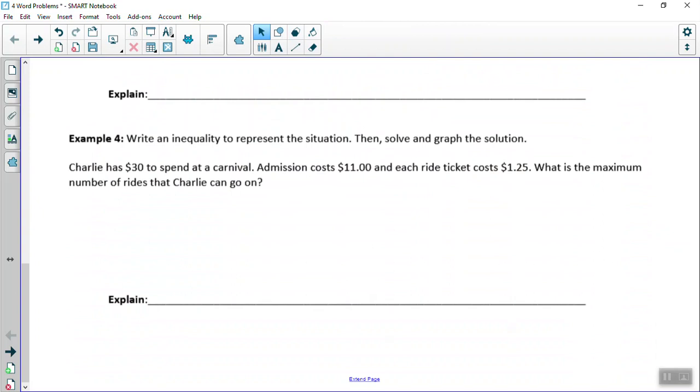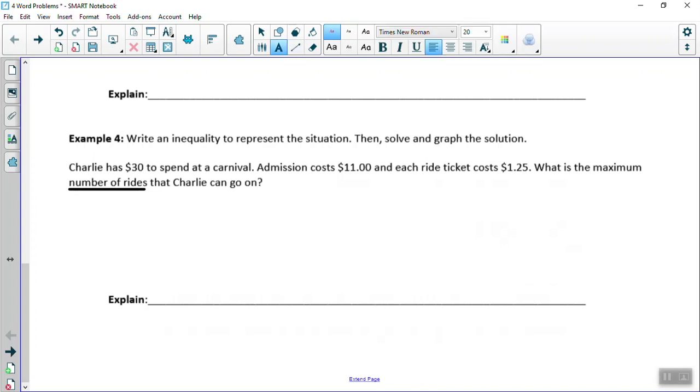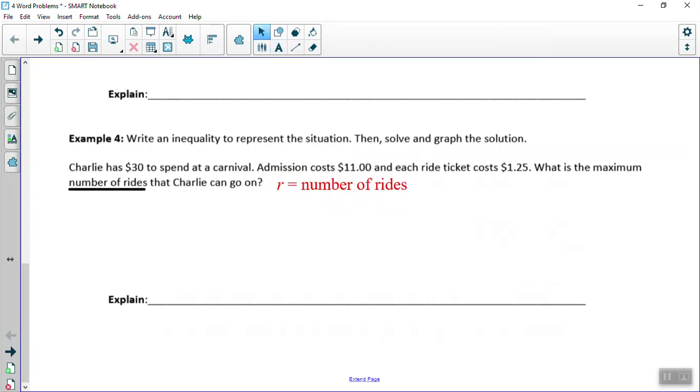First, let's define our variable. All right, so we need to pick a variable. So what's our unknown? What is the maximum number of rides? So we need to pick a variable to represent the number of rides that Charlie can go on. So I'm going to say that my R equals the number of rides. So I defined my variable. Now we need to go ahead and write out our inequality.